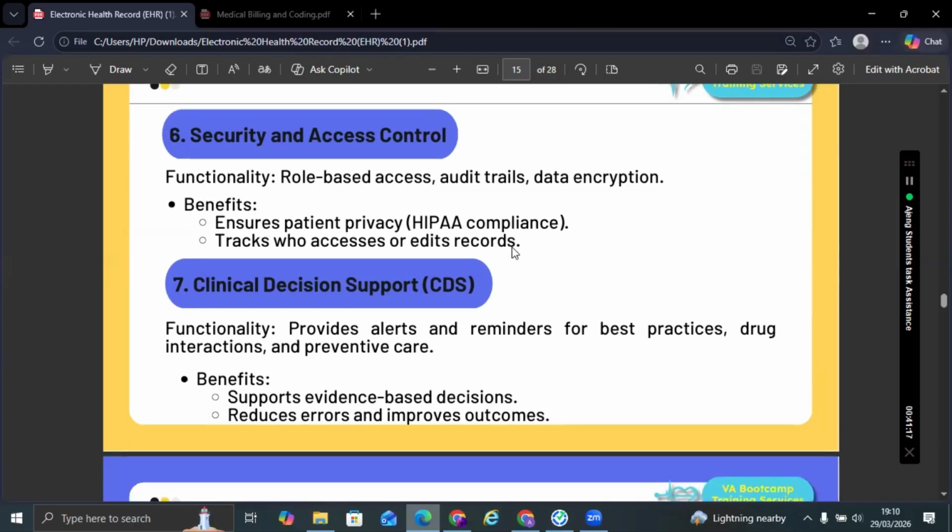And then clinical decision support. The functionality provides alerts and reminders for best practices, drug interaction, and preventive care. The benefits are support evidence-based decisions, reduce error, and improve outcomes.